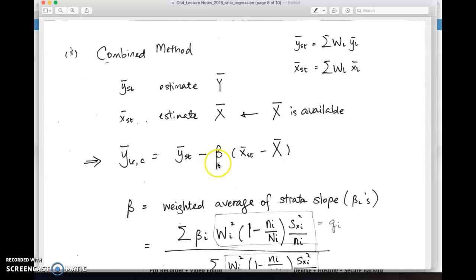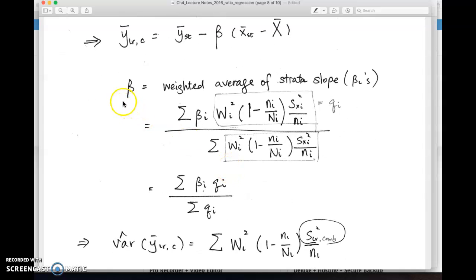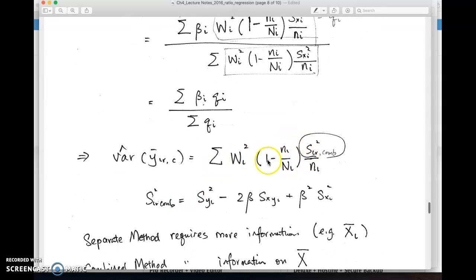The question is, what is beta for the combined method? If you refer to the lecture notes, for simplicity of calculation, beta in this case will be a weighted average of all the strata slopes. That means we need to calculate the beta for each stratum, and then find the weighted average of that. In other words, we add up all of the betas weighted by Qi. And Qi is defined as the finite population correction factor multiplied by Sx squared divided by n and multiplied by the population weighting. The estimated variance of y bar under the combined method, again, would equal the finite population correction factor multiplied by S squared over the sample size and weighted by the population factor.